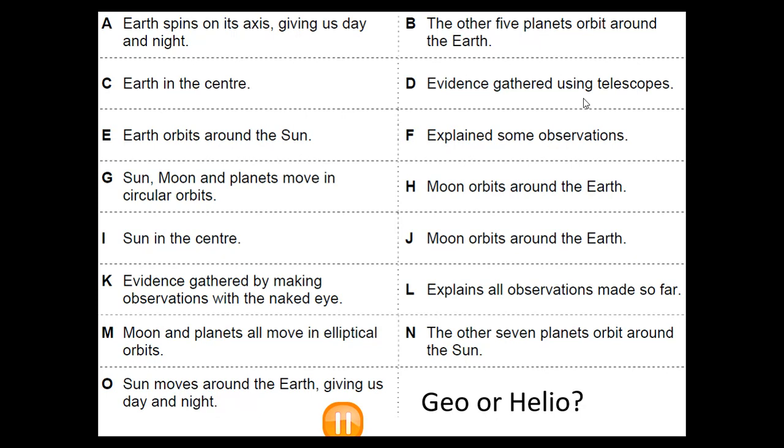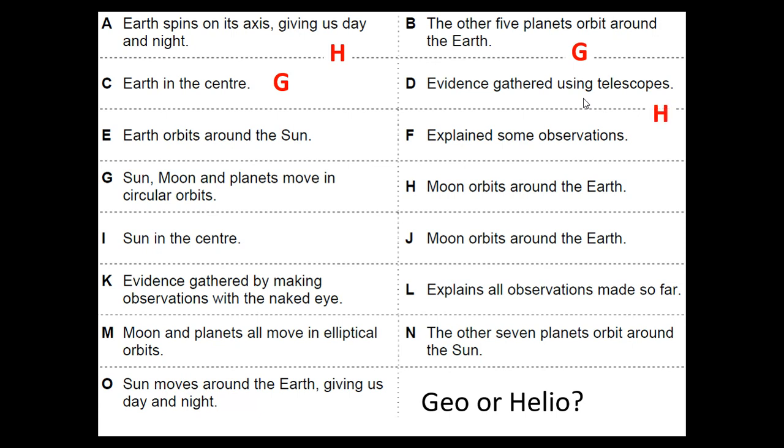Okay, so let's go through these. So the Earth spins on its axis, giving us day and night. That, of course, is the heliocentric, the current model of the solar system. The other 5 planets orbit around the Earth. Now, that's the geocentric model. So there was only thought to be 5 planets because, of course, they weren't using telescopes, so they couldn't see beyond 5 planets in the solar system. Earth is in the center. That's the geocentric model.